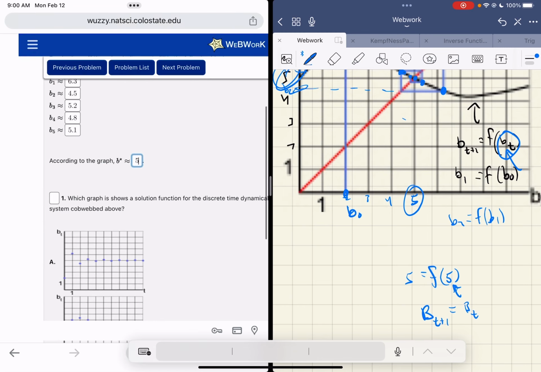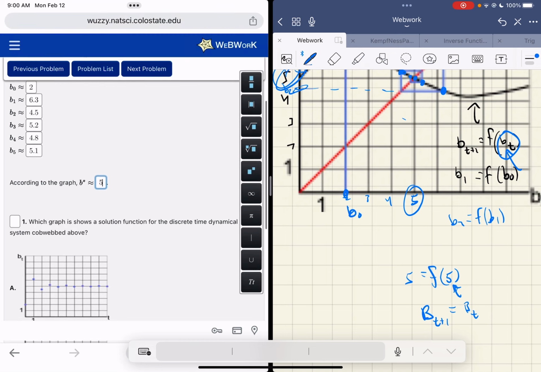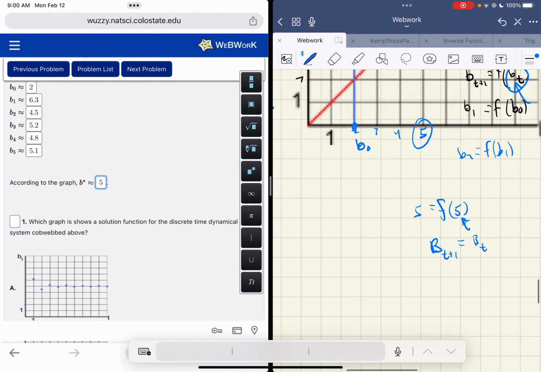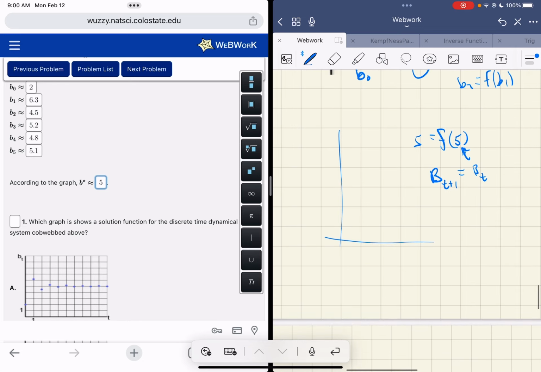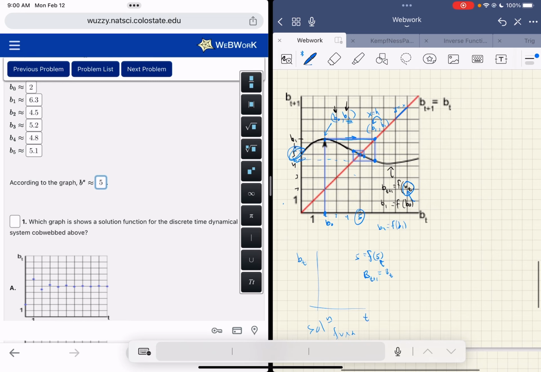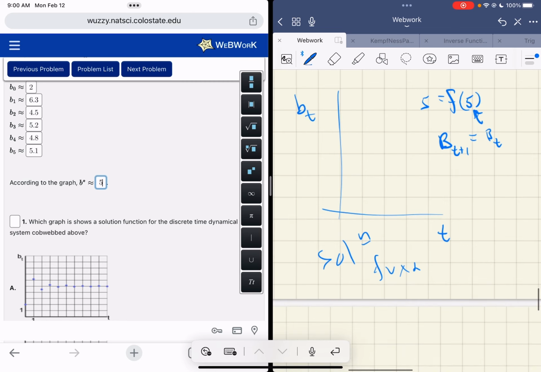Okay, which graph shows the solution function? So if you look at what's happening with these y values, the solution function, now our x-axis is t and our y-axis is b sub t. This is for a solution function. Whereas up here, our x-axis is b sub t and our y-axis is b sub t plus 1. This is for an updating function. Okay, so anyway, in the solution function, what happens?